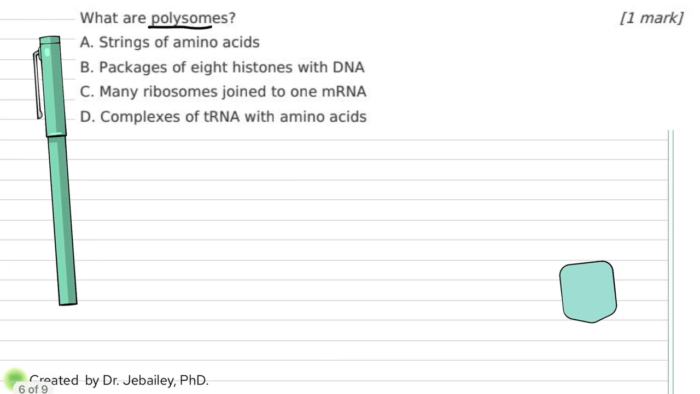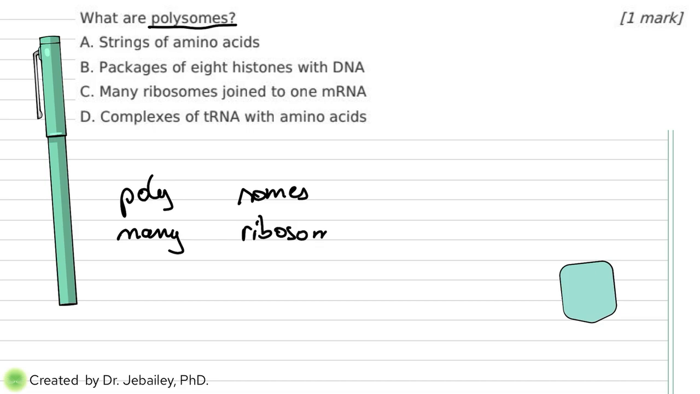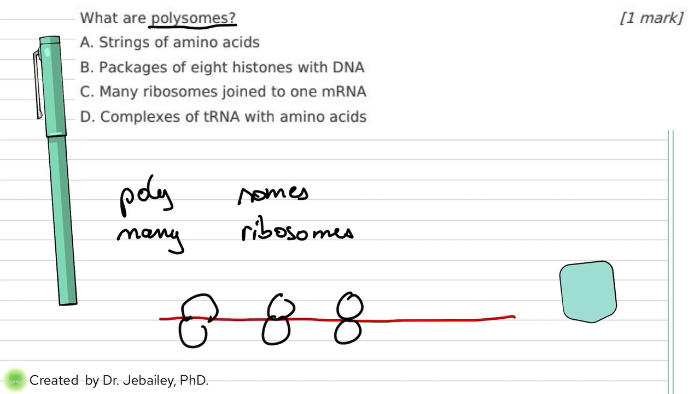What are polysomes? The word poly here means many, and the word somes means, again, ribosomes. So there are many ribosomes. Think of the mRNA right here. This red line here is the mRNA. When you have a bunch of ribosomes at the same time reading the mRNA and producing those amino acids coming out of it, that's known as the polysomes.